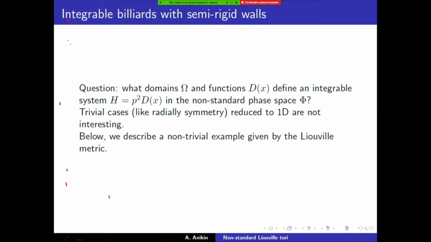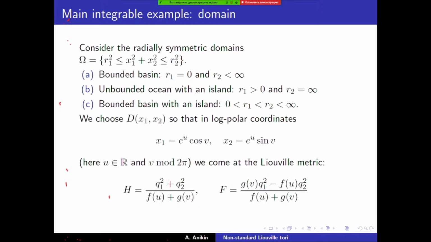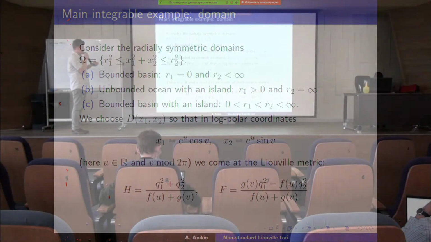And we talk about essentially two-dimensional situations, because radially symmetric cases or something like that are easily reduced to the one-dimensional case, which is not interesting to us. And I'll describe one example. It is given by the Liouville metric, not to be confused with Liouville tori. Okay, so consider the case when the domains are radially symmetric, although the case of an arbitrary domain can also be considered if we perform some conformal mappings.